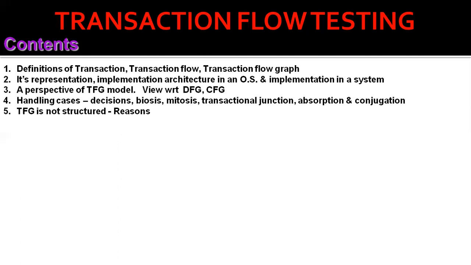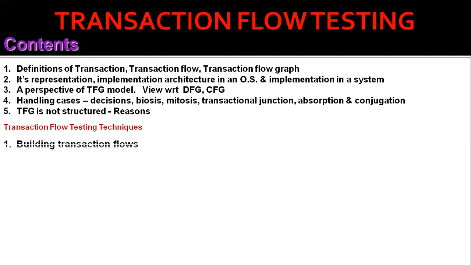So with respect to the data flow graphs and control flow graphs, then we will identify the complications in the transaction flow testing methodologies. So here we are going to discuss the handling of cases of decisions, biases, mitosis, transactional junctions, absorptions, and conjunctions. So here in the transaction flow testing techniques, first we have to build the transaction flows.